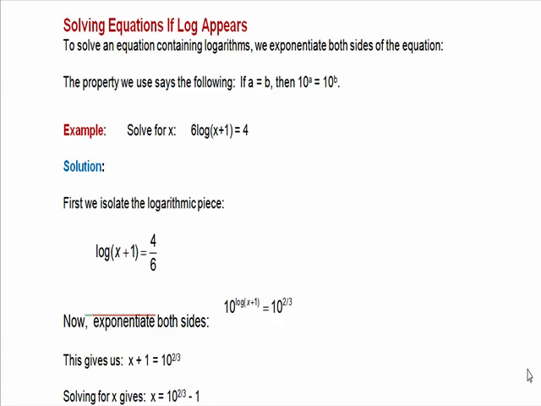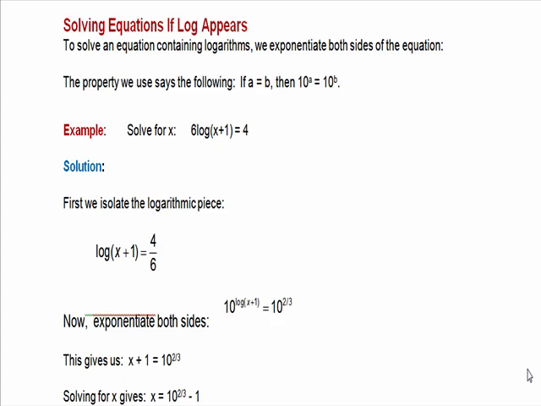Let's take a look at a rather simple equation, but it'll have a few steps. So let's solve for x. If we have 6 multiplied by the log of x plus 1 equals 4. Like we did in the previous exponential equations, what I'm going to first do is isolate the logarithmic piece. Doing so gives me the log of x plus 1 equals 4/6. I divided both sides by 6.